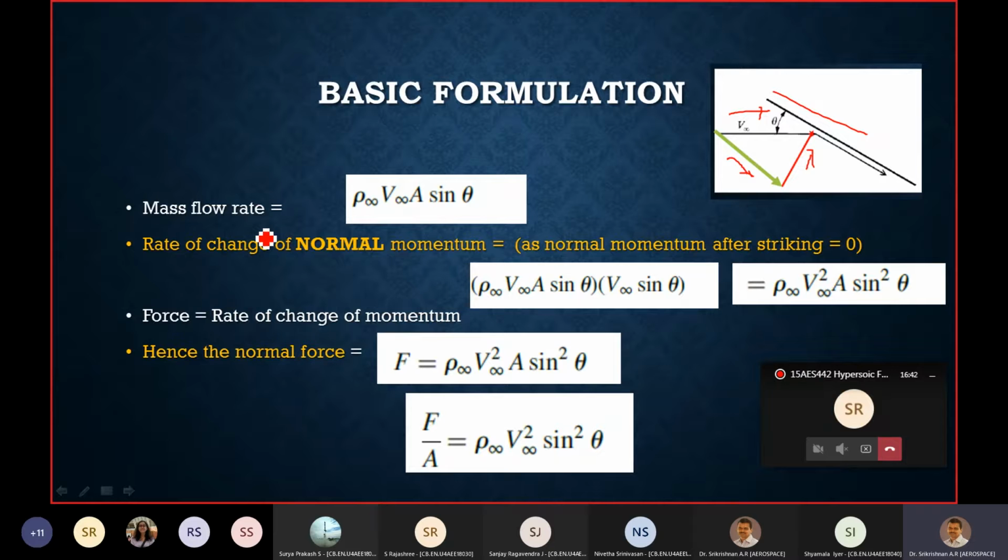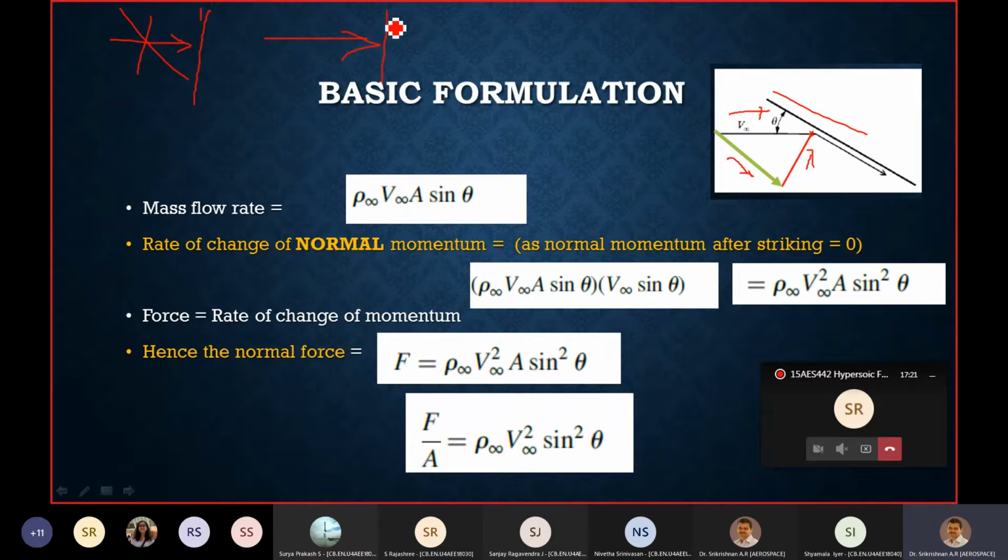Why is it a sine theta? Because we are considering projected area in the normal direction. Suppose that you have a jet coming here, and the plate were kept at 90 degrees with the jet, then obviously it is going to be rho A V, because sine theta is 1. So here we have a non-right-angle inclination of the plate. That's why we put it as rho V infinity A sine theta.